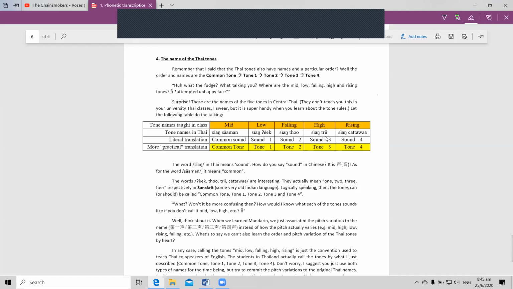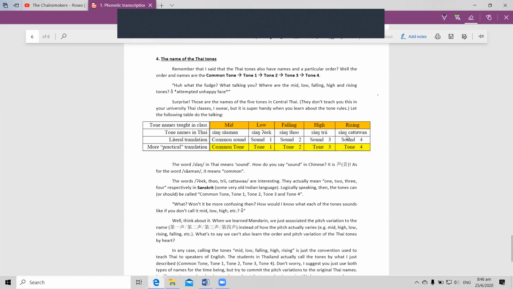How about เอก โท ตรี จัตวา? What do they mean? They are actually loan words from Sanskrit, which is a very, very old Indian language. เอก โท ตรี จัตวา mean 1, 2, 3, and 4 respectively in Sanskrit. So เสียงเอก means sound 1, เสียงโท means sound 2, เสียงตรี means sound 3, and เสียงจัตวา means sound 4. We can also call it tone 1, tone 2, tone 3, tone 4 instead.